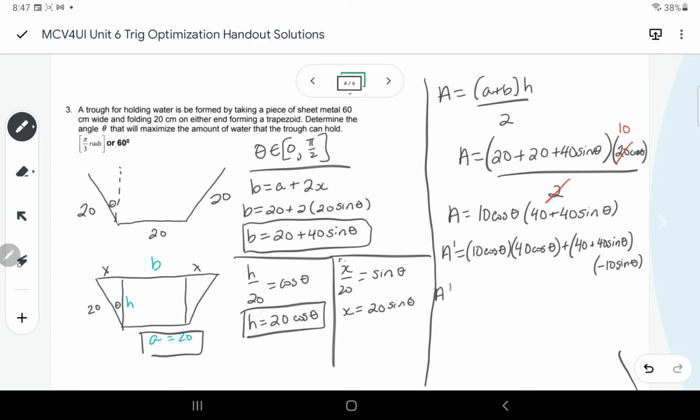So I'm going to clean this up a little bit. So I'll have 400 cos squared theta minus 400 sine theta minus 400 sine squared theta. Now I really don't like this because I've got sine squared and sine and cos squared. So that's really a lot of mess to deal with. I can't solve if I set that equal to 0. I can't solve if I have a sine squared.